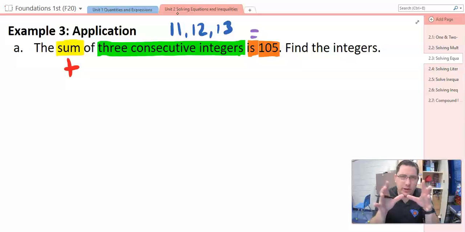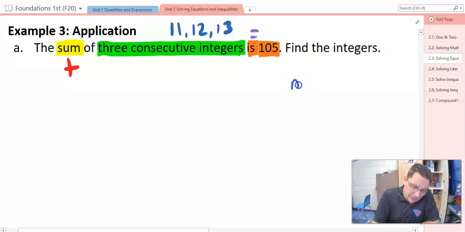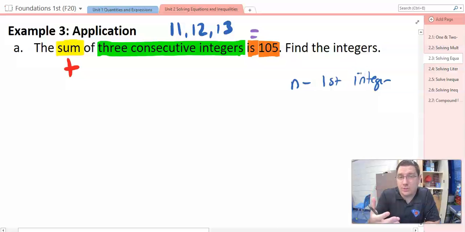Well, we first have to define that one of them is going to be a variable, right? So typically what we'll do is say that n is the first integer, which will also be the smallest of the set of integers that we have. But how do I go from the first integer to the second integer? What do I have to do to go from 11 to 12? You add 1, right? And so my next integer is going to be n, because we don't know what it is, plus 1. So this is the second integer.